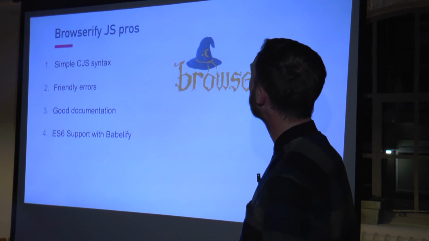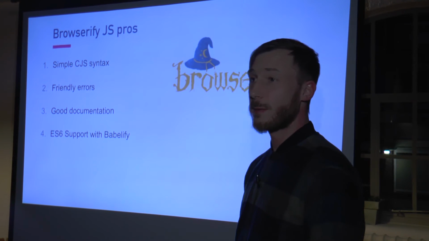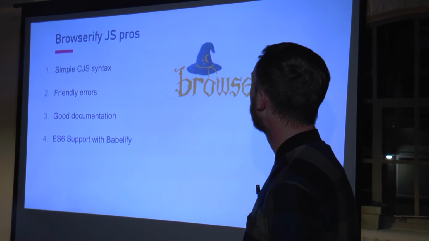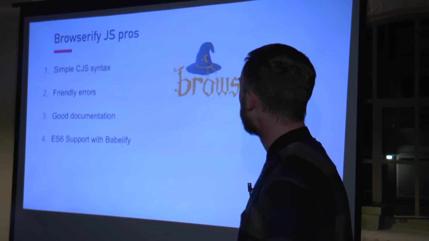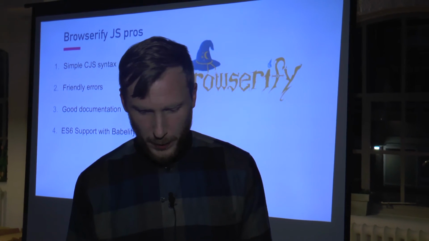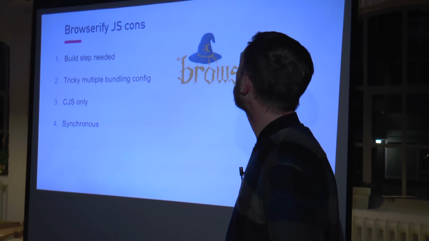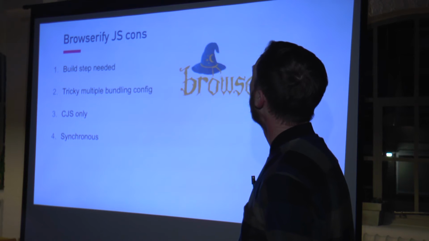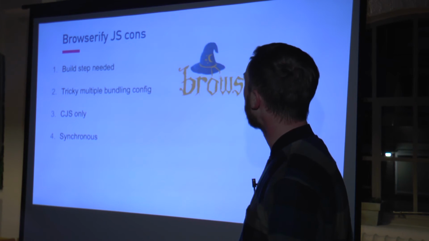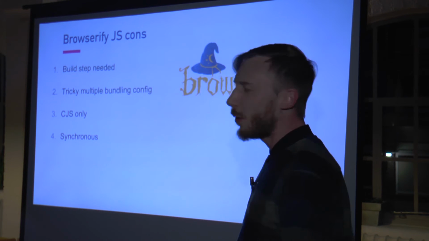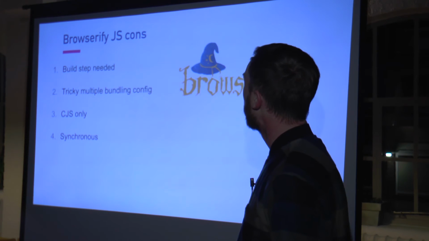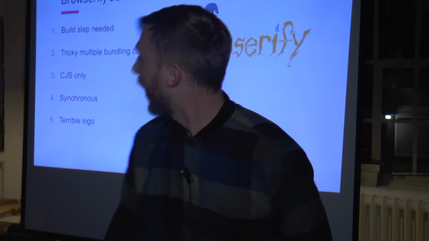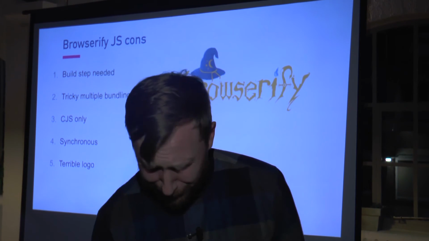So pros for Browserify, as I said earlier: simple syntax. You do get some sensible errors. It's got really, really nice documentation if you can overlook the branding. And with the help of Babelify, which is a nice little plugin, you can write in ES6 and it will spit out CJS for you. One small downside, I suppose, is there's a build step, but lots of front-end devs in general are using task managers to do build steps, so it's maybe not a big deal. If you want to output multiple bundles, it's a bit more of a headache. And it only supports CJS, and as I said earlier, it's synchronous, which could be a downside, but I've not had a problem with it. Just to reiterate, the logo is awful.